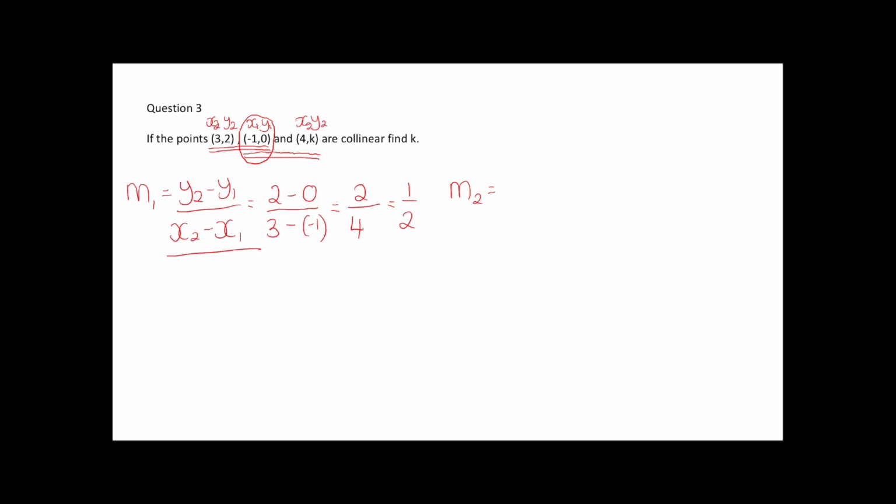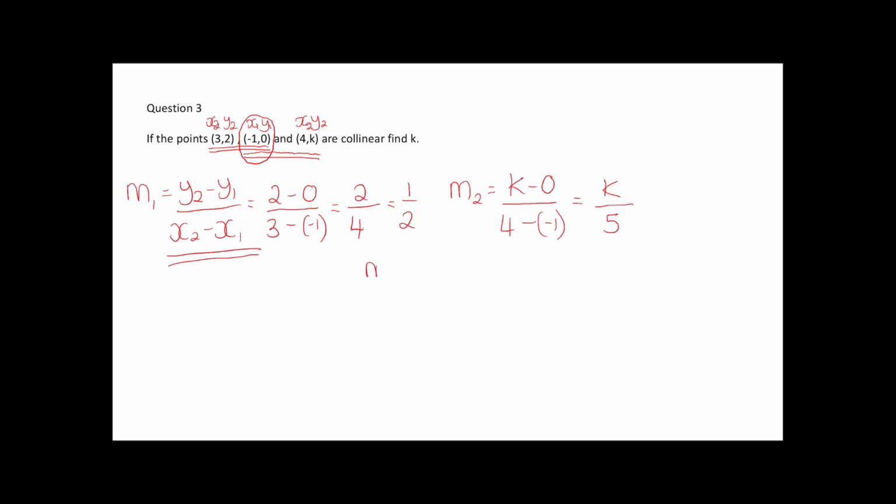So my gradient formula, I'm just going to look back to here to use it. We've got y2, which is k, take away y1, which is 0, over x2, which is 4, take away x1, which is negative 1. K take away 0 is k, 4 take away negative 1, we would add them together to get 5. So M2 is k over 5.